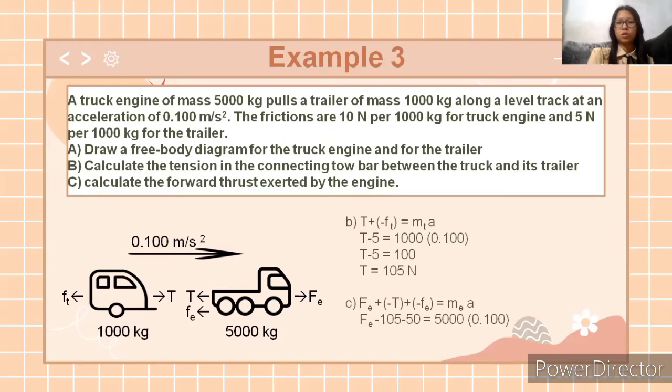So, Fe minus 105 minus 50 is equal to 5,000 times 0.100. Fe is equal to 655 Newton.